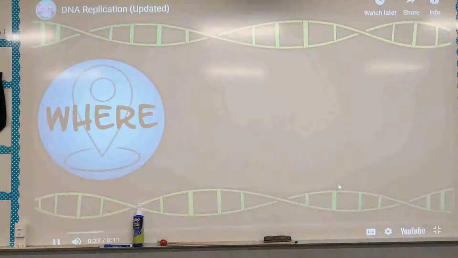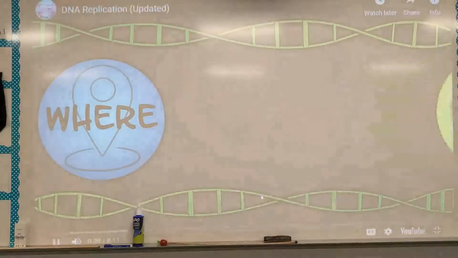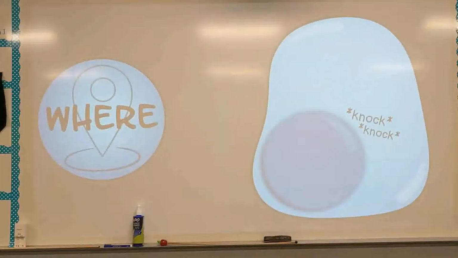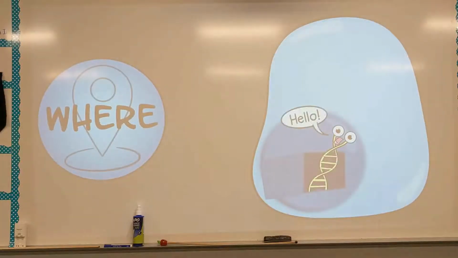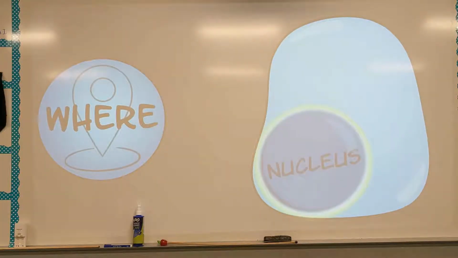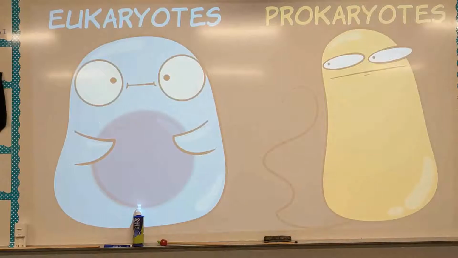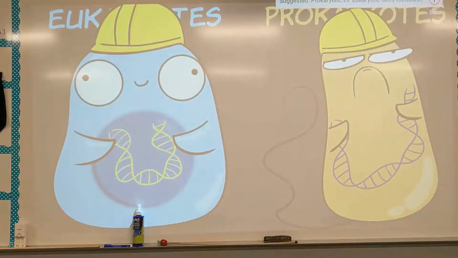First, let's talk about where and when. First, where. Well, if it's in a eukaryotic cell, it occurs in the nucleus. However, remember, not all cells have a nucleus, such as prokaryotic cells. They don't have a nucleus. Still, both prokaryotic and eukaryotic cells do DNA replication, but there's some differences between the two that this clip doesn't go into.